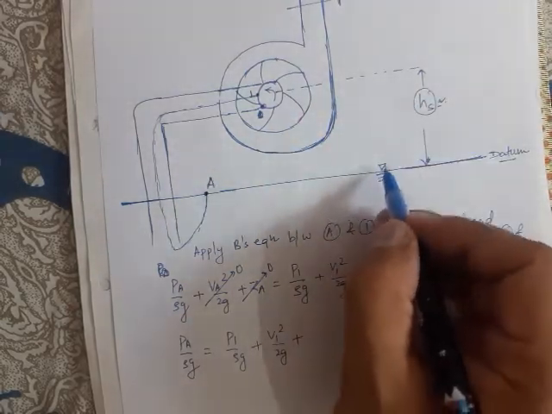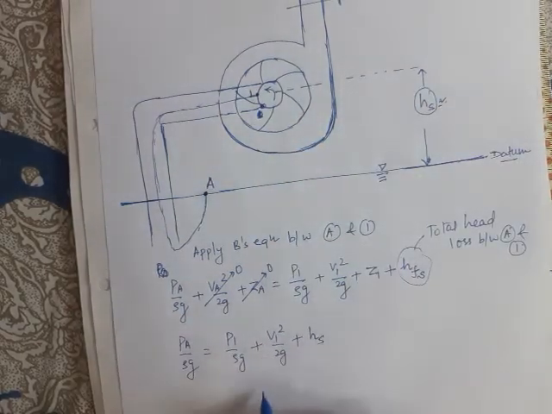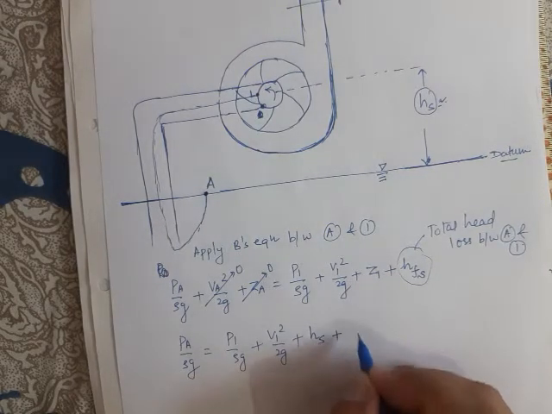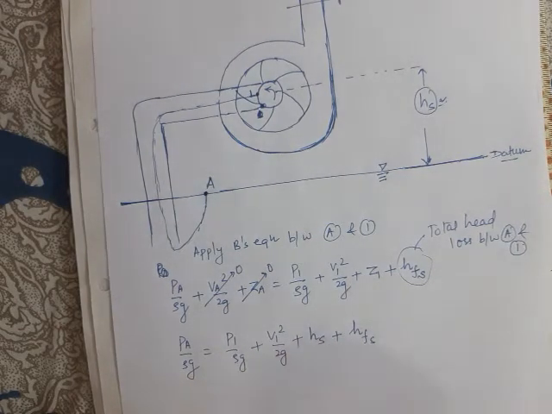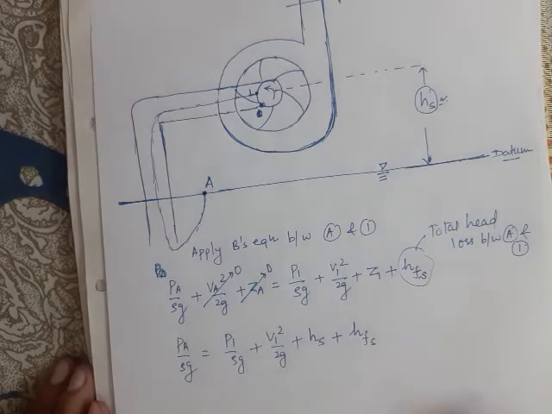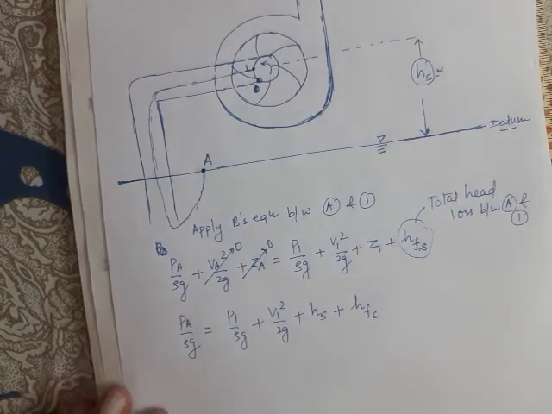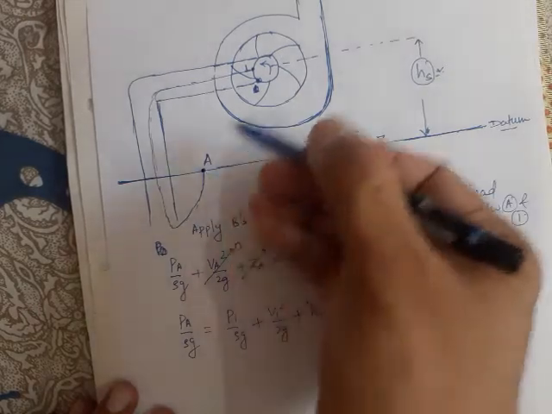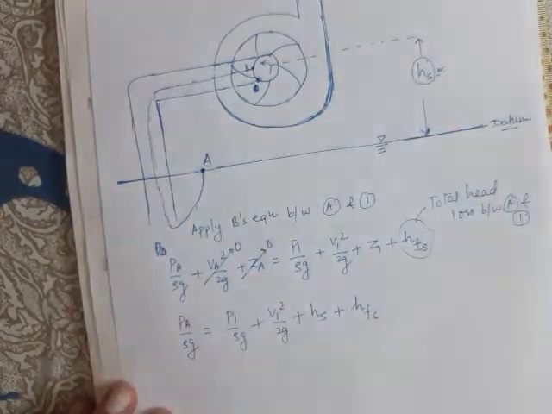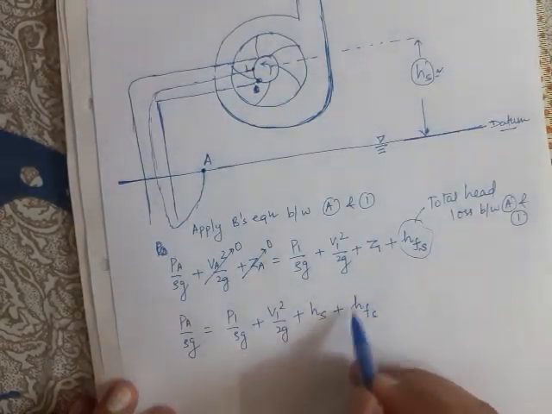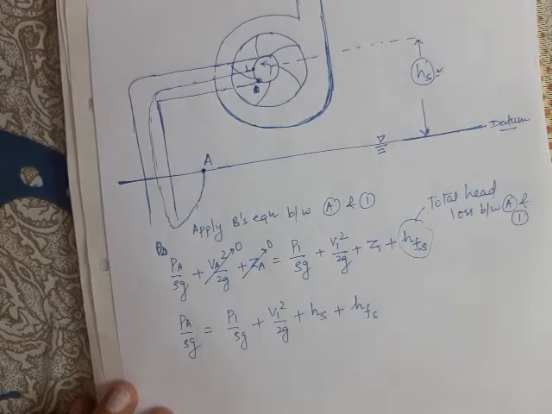If I am taking this as datum, Z1 would be equal to suction head HS plus the total head loss inside the suction pipe. This is a simple expression you can easily derive by applying Bernoulli's equation between point A and 1. And this is the total head loss, the sum of all the head losses between point A and 1.